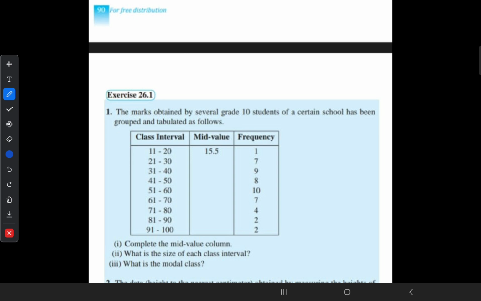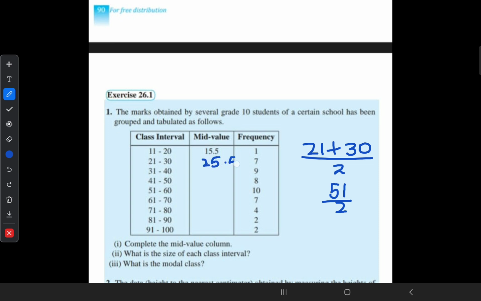What do we need to do to find our mid values? We have to add our lower boundary and upper boundary of the class interval, and we have to divide that by 2. So 21 plus 30 should be divided by 2. That means 51 divided by 2, that will give you 25.5.